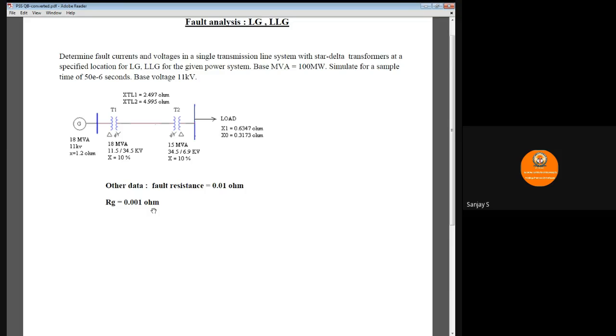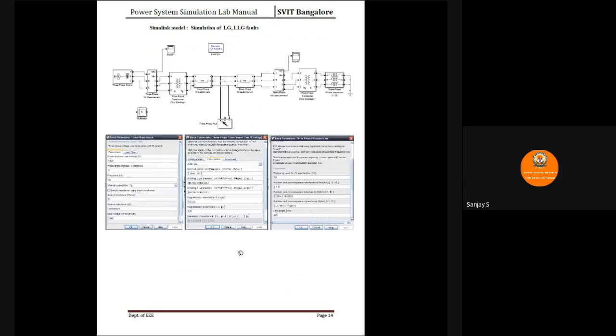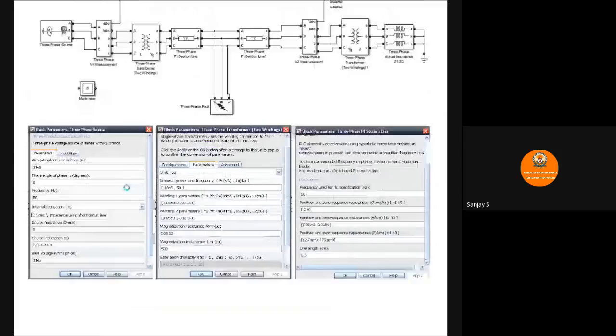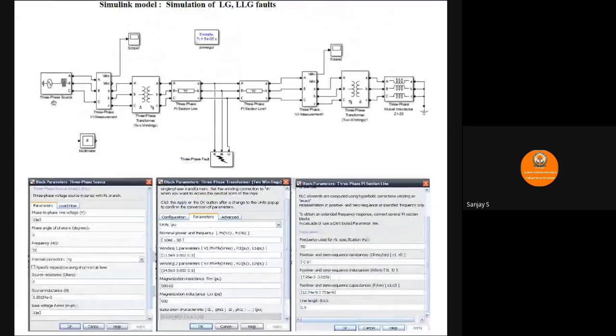So let us go back to the procedure. Coming to the faults here. In order to build this system, first we connect a three-phase source from the power system simulation block. We are having a power system block library in the simulation window in Simulink. We just pick the three-phase source from there.